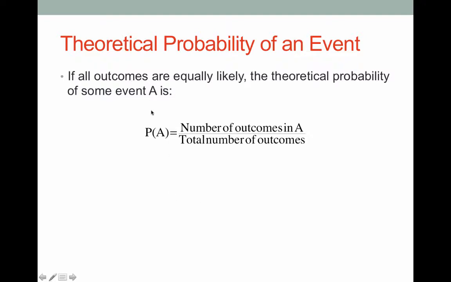All right, so theoretical probability of an event: if all the outcomes are equally likely, the theoretical probability of some event A is the number of outcomes in A divided by the total number of outcomes. So favorable outcomes to total outcomes.